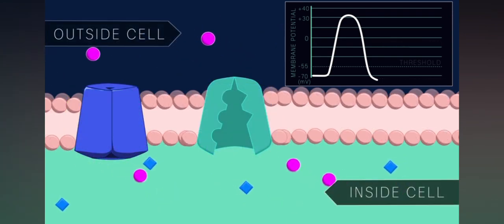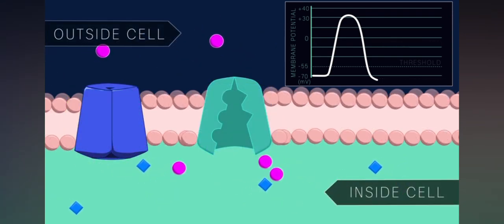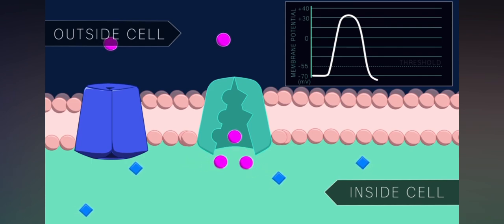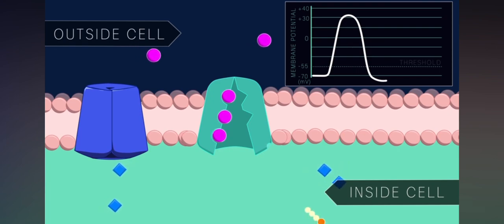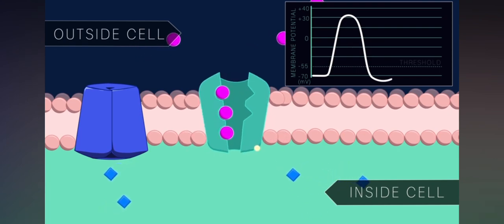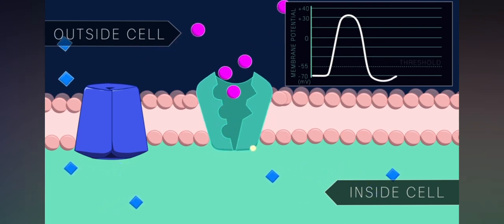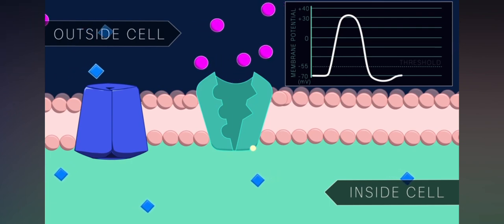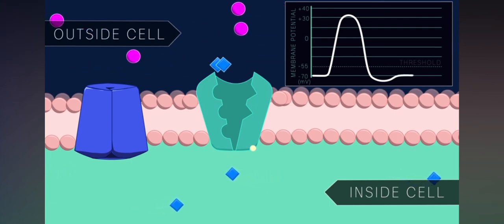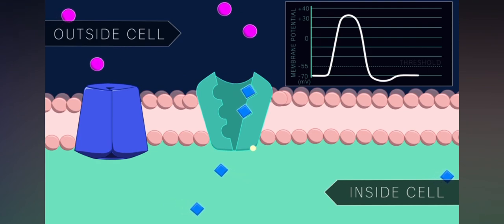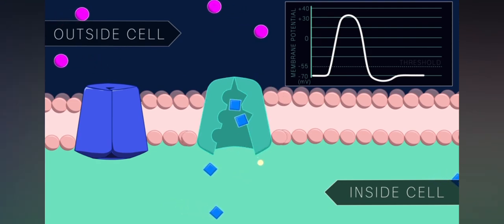Throughout all this, the sodium-potassium pump is still working. The pump restores the chemical gradients by putting the sodium and potassium back in place. And the pump reestablishes the potential gradient by moving more sodium ions out than potassium ions in. This returns the membrane potential back to its resting potential.